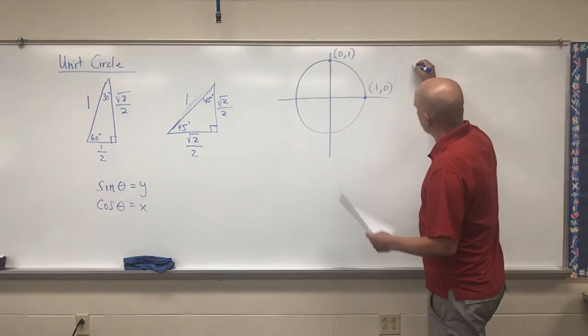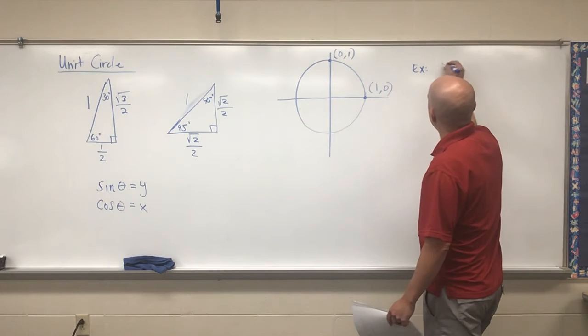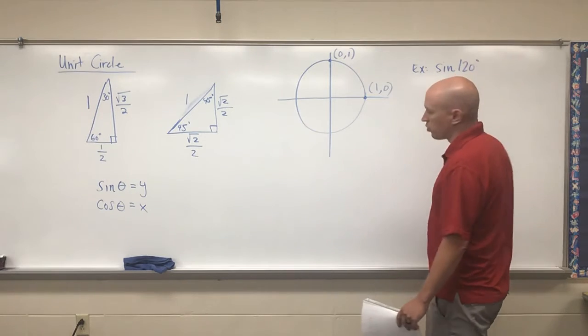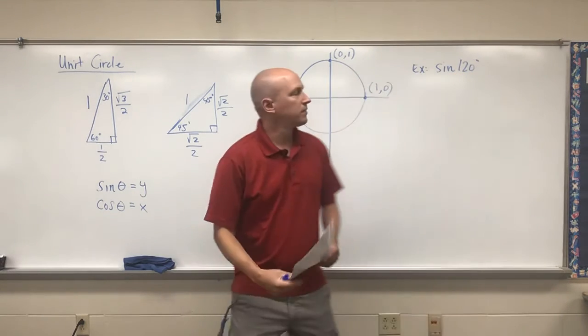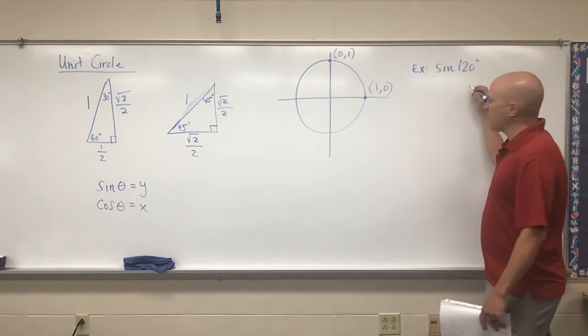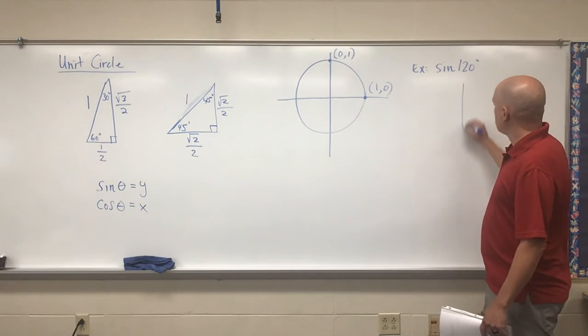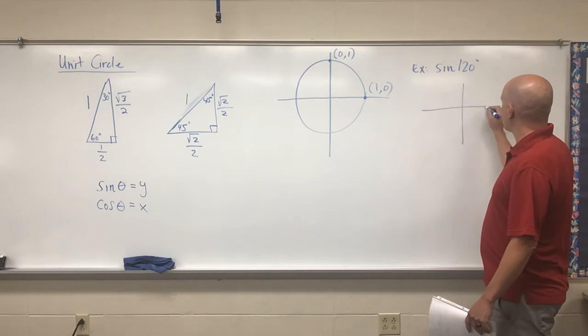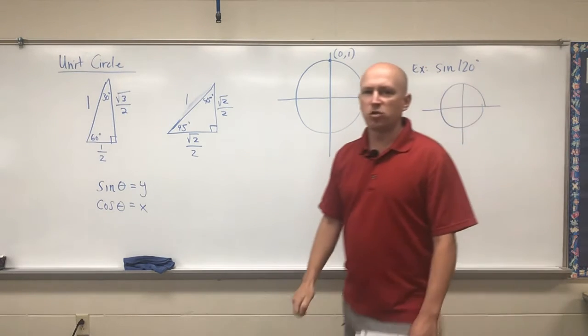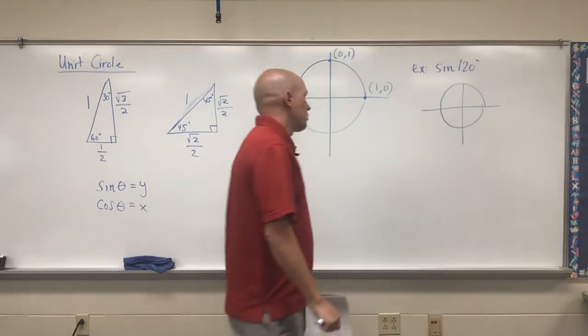All right, so let's do some examples here. The first example we're going to do is sine of 120 degrees. To figure out sine of 120 degrees, some of you may have this memorized, I do not. I'm going to go ahead and draw the unit circle, and I'm going to plot this triangle on my unit circle. So what does that look like?